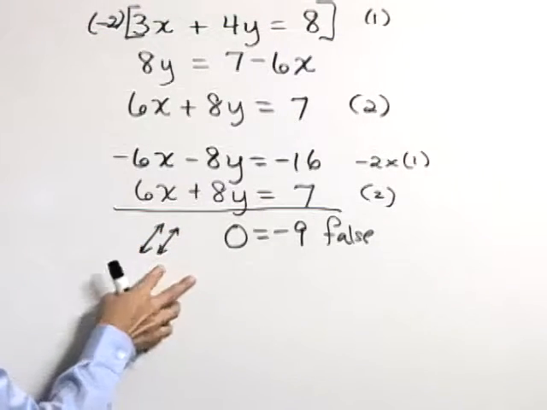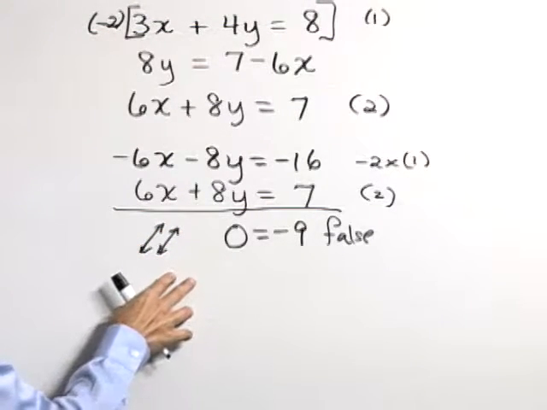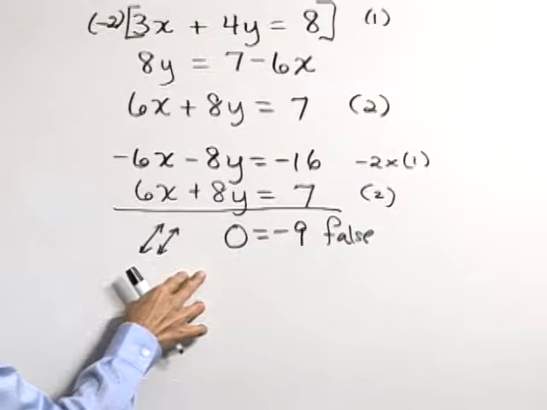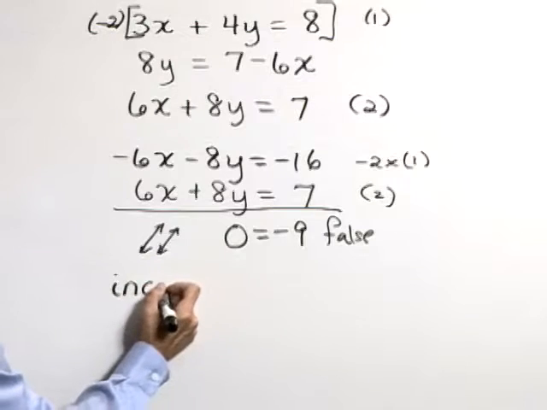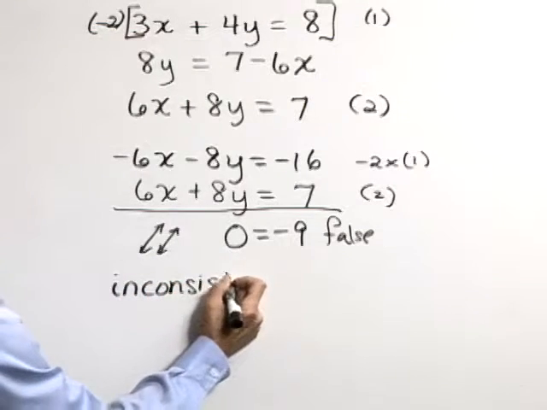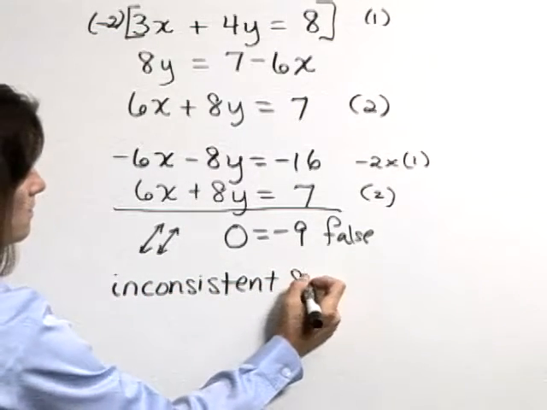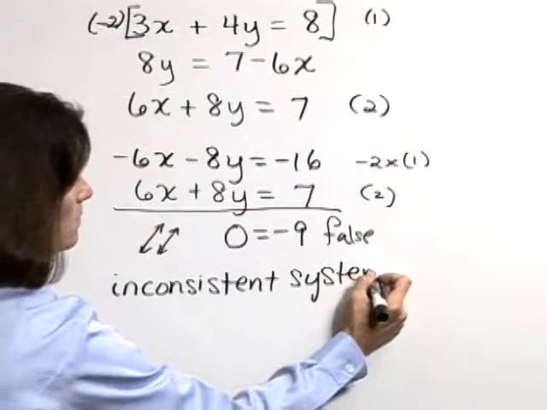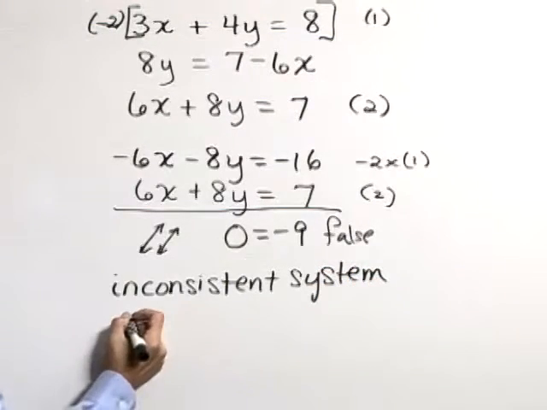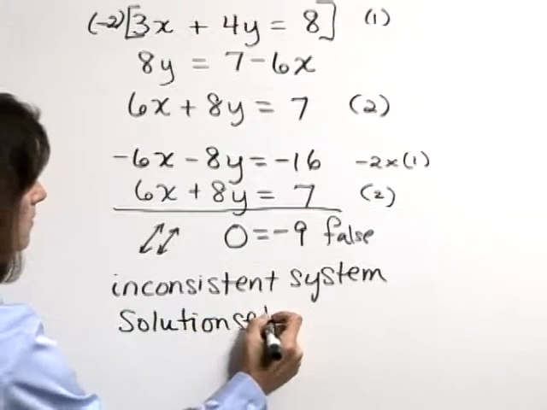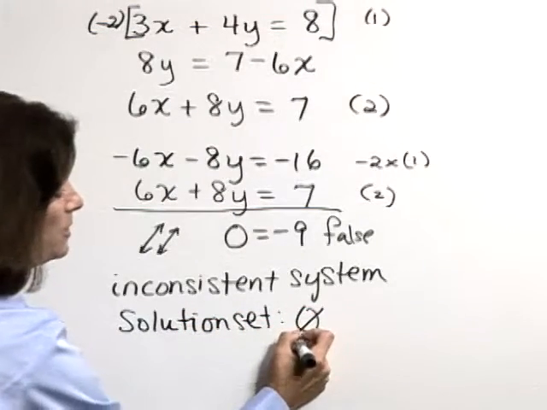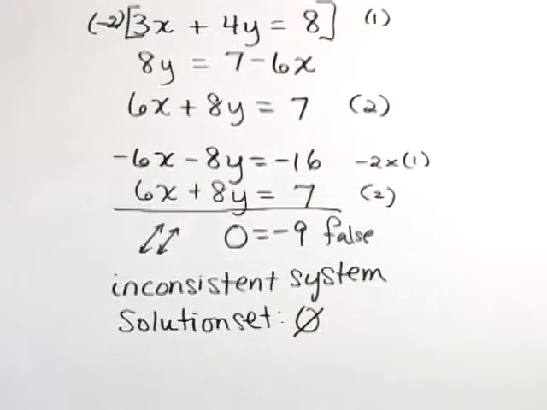Parallel lines have no intersection point. This system has no solution. We also then can say that it is an inconsistent system. And we can describe that solution set as the empty set because there is no solution to this system.